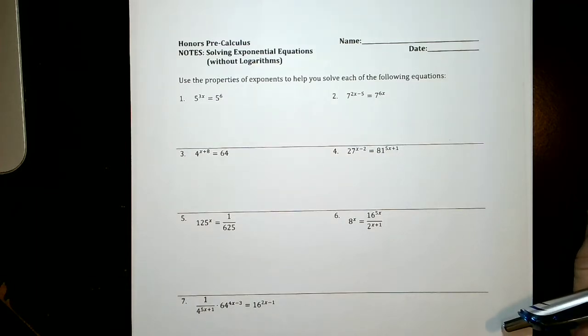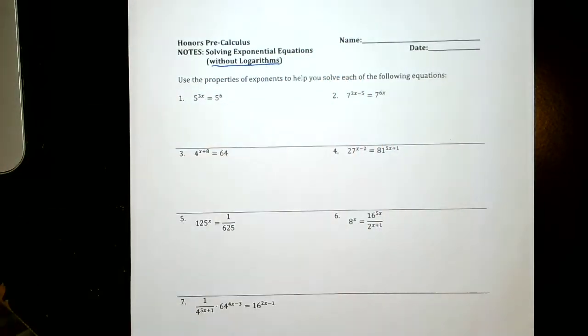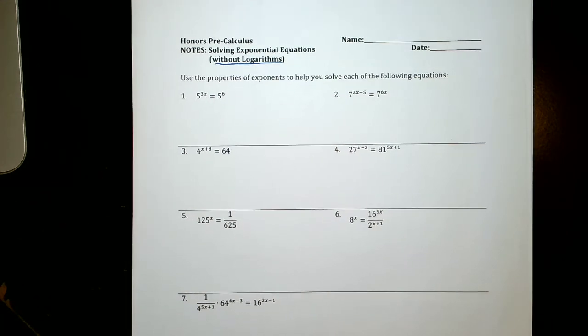Let me see, what are we doing here? We are solving exponential equations without logarithms. Now, at this point, you're probably going, well, it's a good thing we're not using logarithms because I don't know what a logarithm is. Don't worry, you will, but not yet. Okay, so we're going to use the properties of exponents to help us solve each of the following equations. There was a method to my madness last week when I had you doing all those exponent rules.